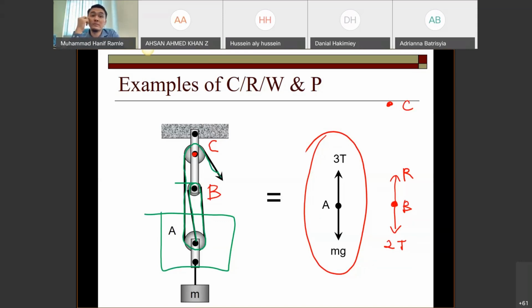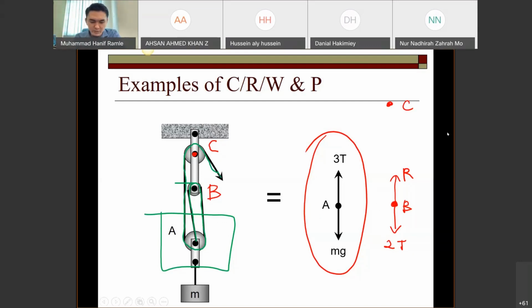T downwards. No. MG downward. Reaction upward. Sorry, how much? 2T downward, 1 reaction upward.